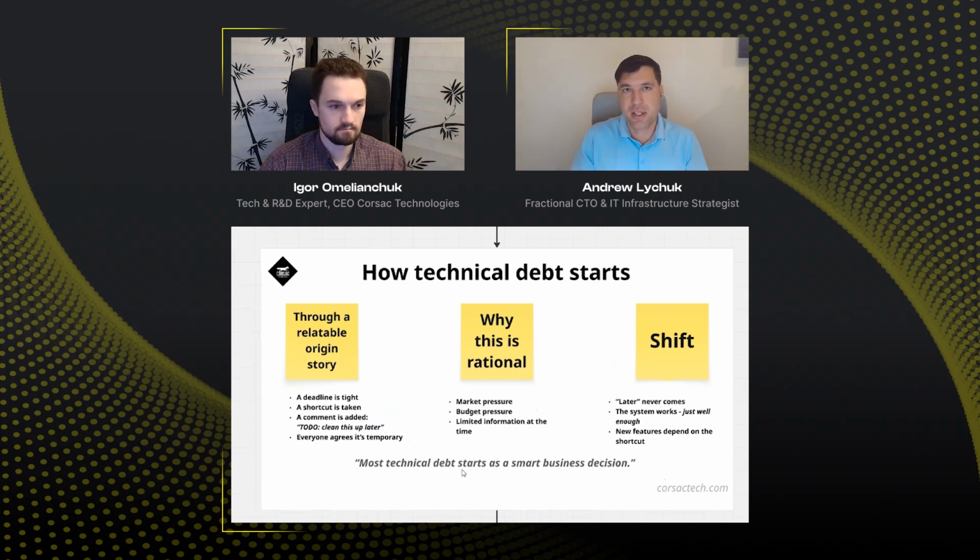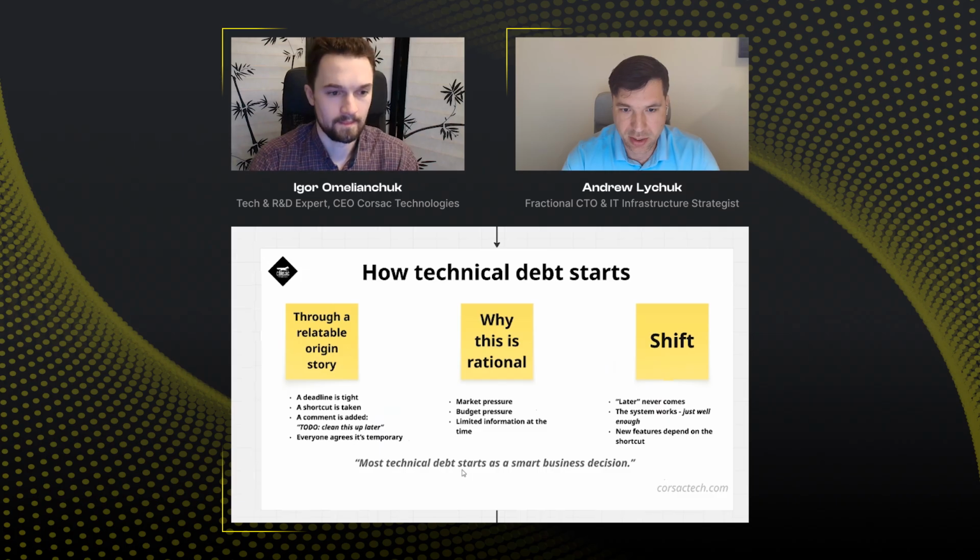Because the team is under pressure and has to proceed fast, they have to make temporary solutions, shortcuts, and not-ideal architecture decisions. Most technical debt starts as a smart business solution, because it's not a technical decision, it's a business decision to make it faster. But this "later" never comes. The system works and that's good enough, so nobody touches it. But new features depend on these shortcuts created in the past, and at this very moment the technical debt becomes structural.